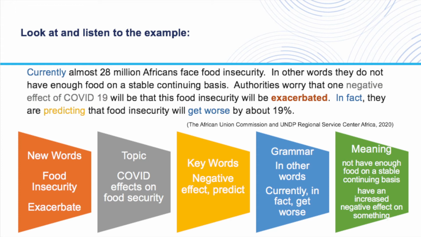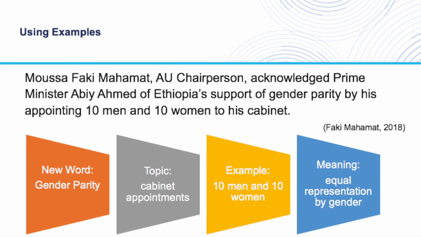We can use the keywords current, in fact, and get worse. We know that currently things are not good. In fact, emphasizes that things will get worse. We have all read and heard examples to help understand. It is one of the most basic ways to explain things.